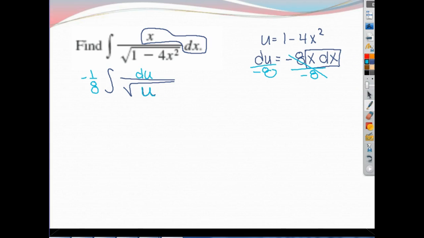So let's make this easier. This is -1/8 times the integral. This becomes u to the -1/2 du. So now we're just back to a simple power rule, right? Add 1, divide by your new exponent. So you get -1/8 u to the +1/2. Dividing by 1/2 is really like multiplying by what? 2.